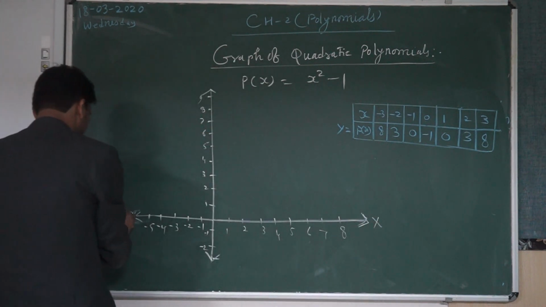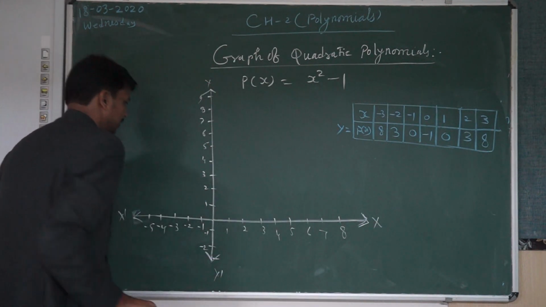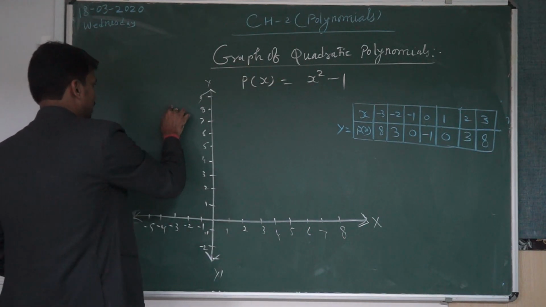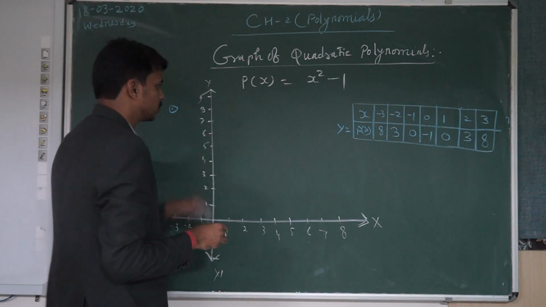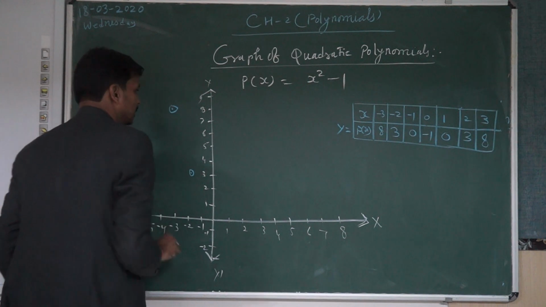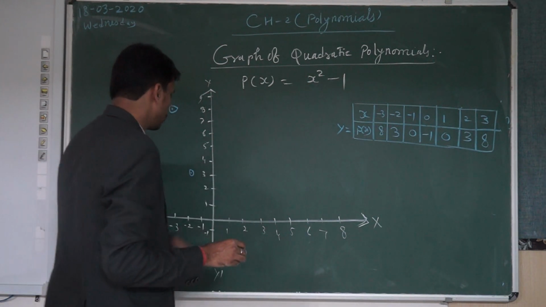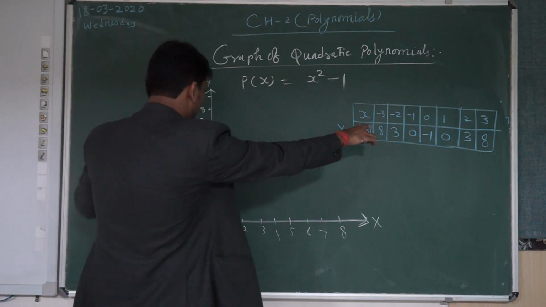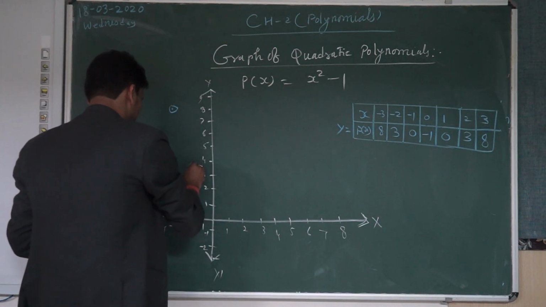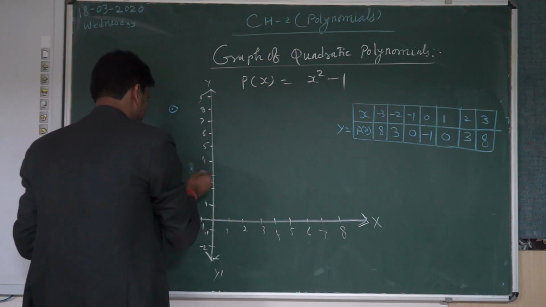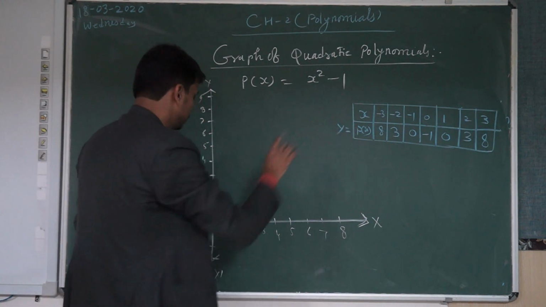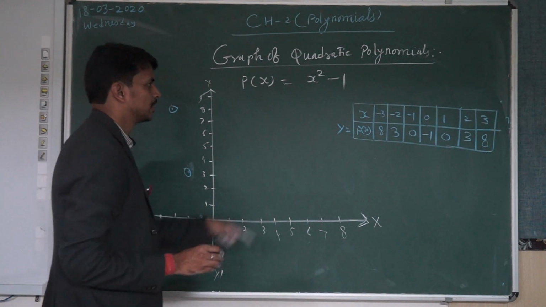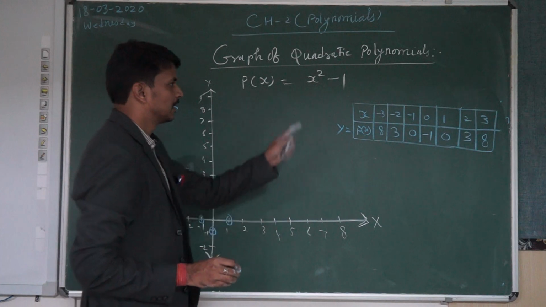This is the x-axis. This is the y-axis. First point is minus 3, 8. Minus 3, 8 will come over here, of course. Second one is minus 2, 3. Minus 2, 3 will come over here. Let me check. Minus 3, 8. Minus 2, 3. It is right. Minus 2, 3 is absolutely right. And the next one is minus 1, 0, which will come over here. Next one is 0, minus 1, that is on the negative y-axis. Then 1, 0, on the positive x-axis. Next one is 2, 3.